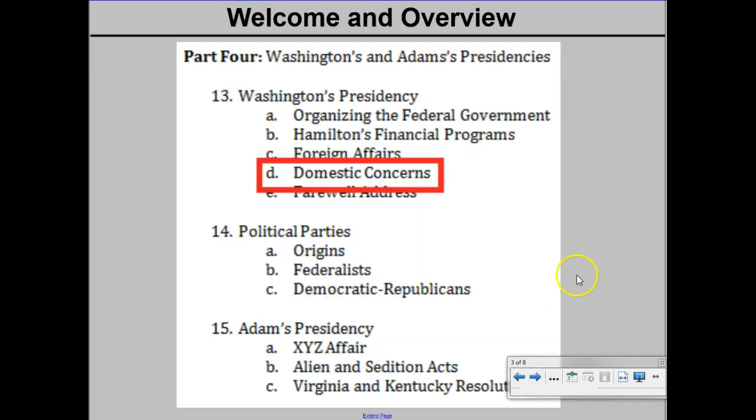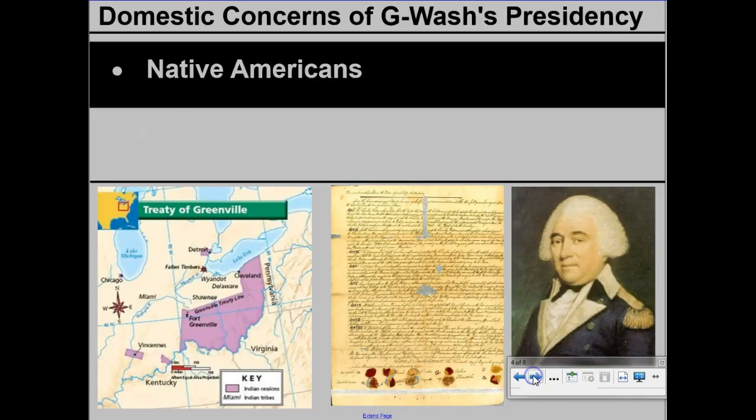For those of you following along with the lecture outline, we are in part 4 here, Washington and Adams presidencies, and we're in Washington's presidency D, domestic concerns. So let's go ahead and hop into it here and see what's going on domestically under the presidency of George Washington. So the first thing we're going to take a look at here is what's going on with George Washington and Native Americans out west.